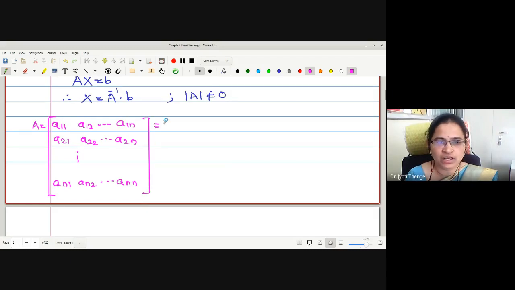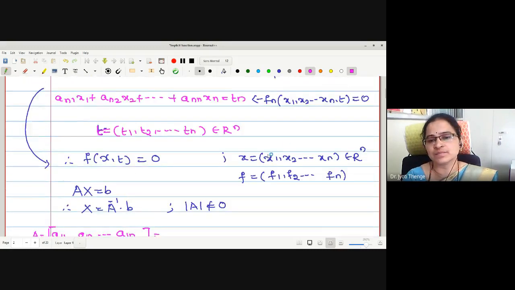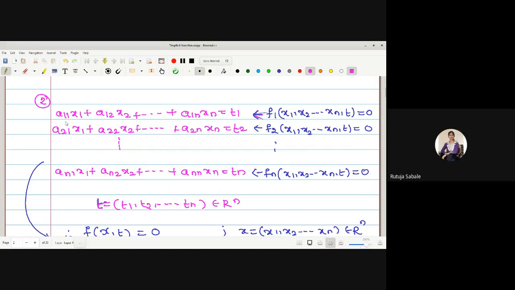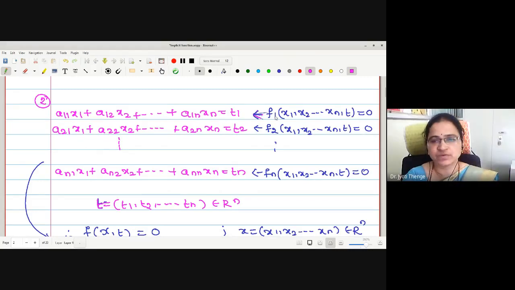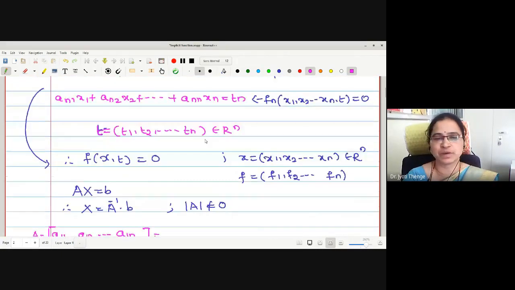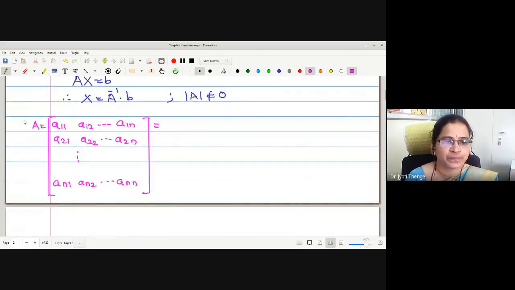But if I want to write this in terms of partial derivatives of f1, if the first equation is f1, this a11 is the result of differentiating f1 with respect to x1. This a11 is the value of the partial derivative of f1 with respect to x1. a12 is the derivative of f1 with respect to x2. a1n is the derivative of f1 with respect to xn. Correct now? So let me write it in terms of partial derivatives.